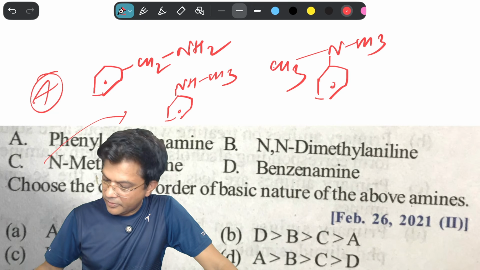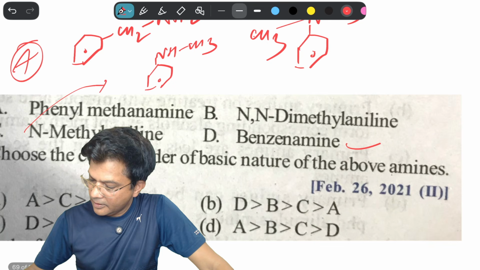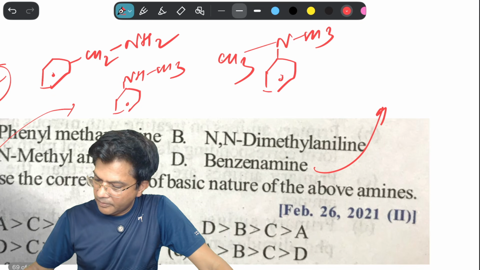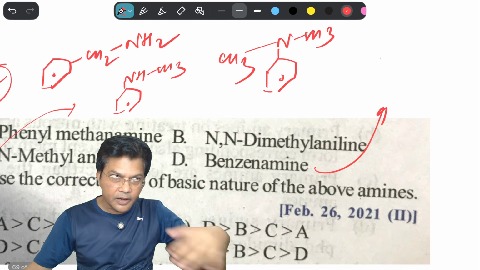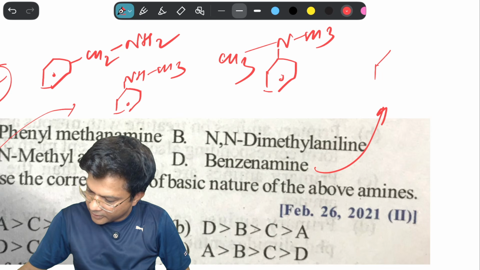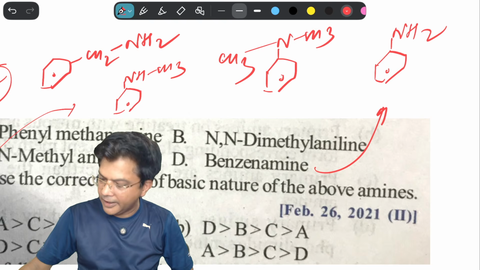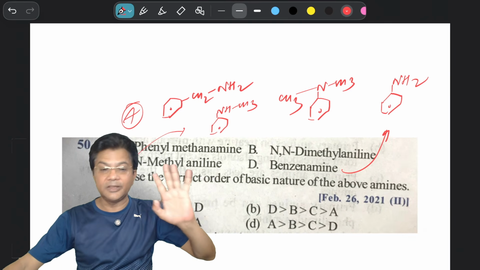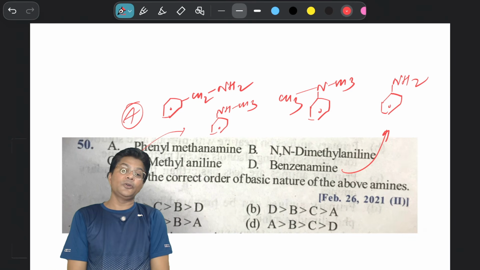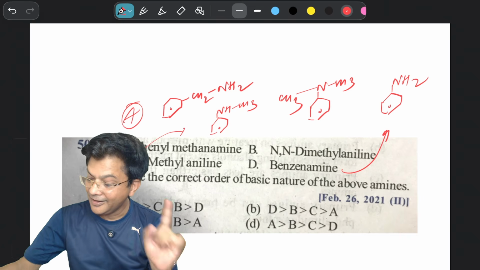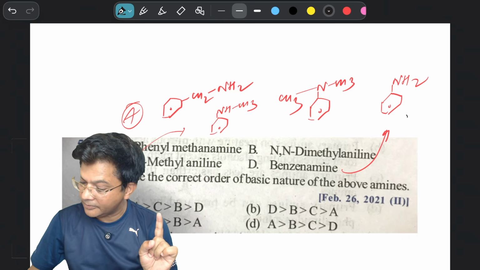See the names, dangerous names: benzenamine, benzenamine. Benzenamine means aniline. Oh my God, kids. Wow, once again, the examiner is playing with the names. See, the examiner is just playing with the names. This is D.